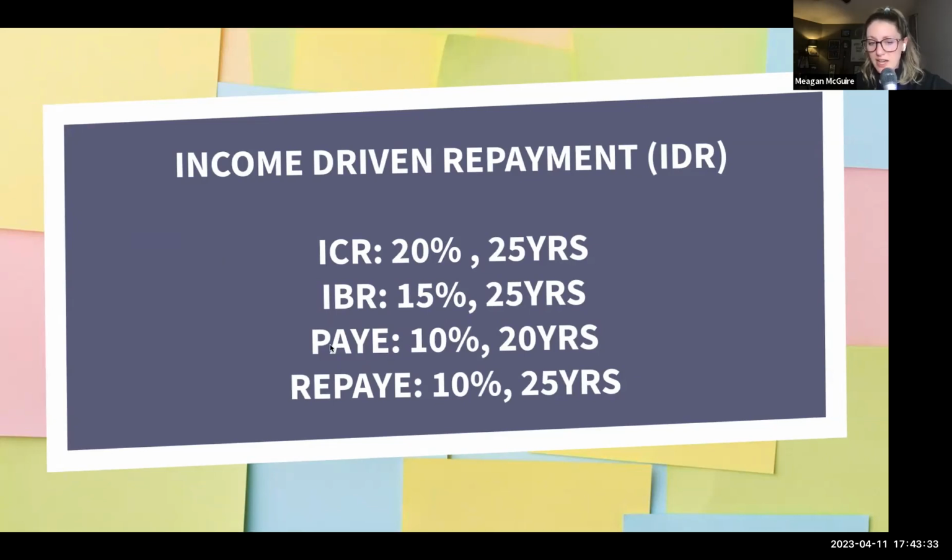Now, let's say you don't have access to pay, because if you borrowed before October of 2007, you are not eligible for pay as you earn. So then you're left with repay, IBR, and ICR. What if you're married? Then we don't want repay if we're trying to exclude spousal income. So the next best option is IBR, income-based repayment, at 15%. So it's 15%, it's higher, but it's 15% of just your income instead of 10% of the household income.